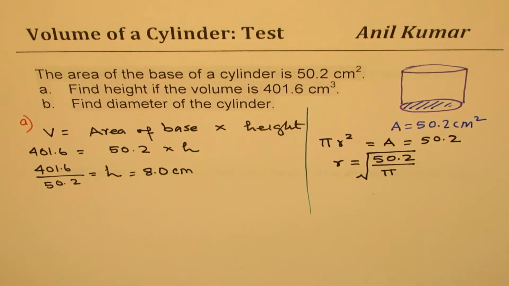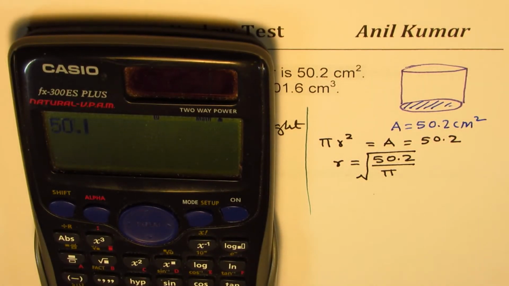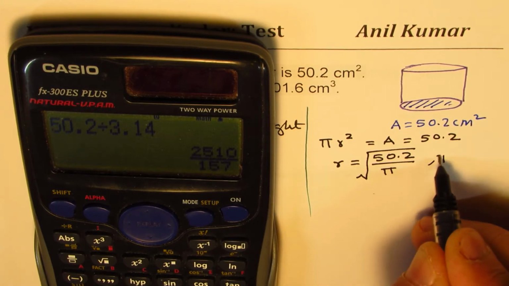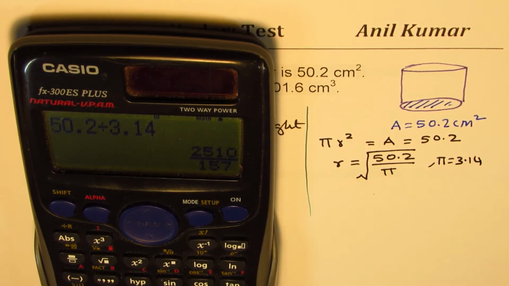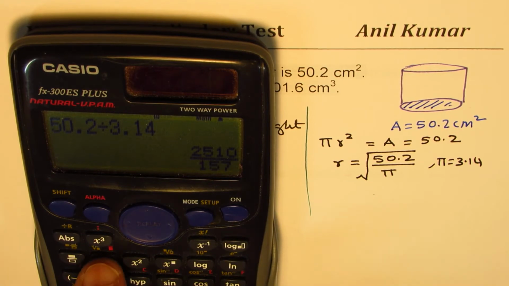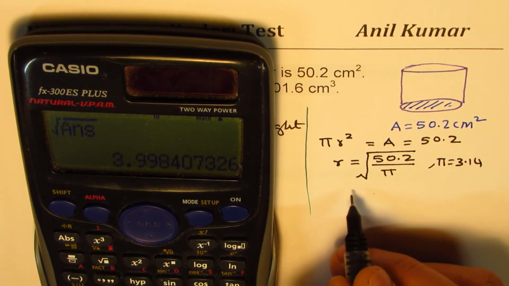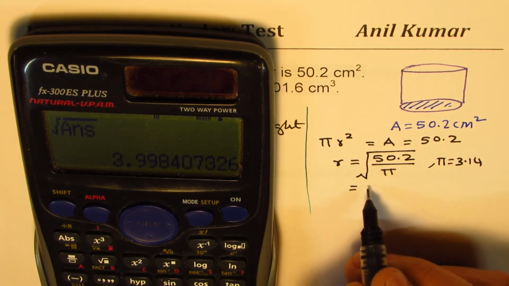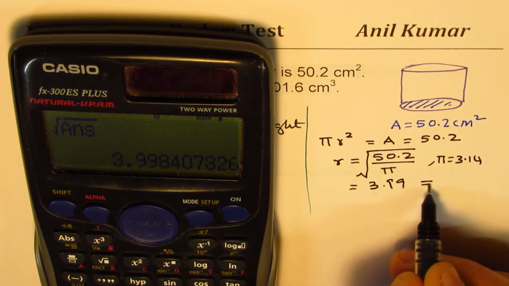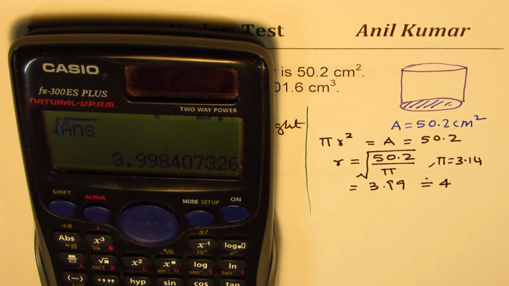So let's use the calculator once again. We have 50.2 divided by pi, which can be taken as 3.14, right? So you should take pi as 3.14. Now we'll do just the square root of this number, or you could do it directly also. Square root of the answer gives us a radius of 3.99, which I'll approximate to 4. Is it okay? So that becomes the radius.